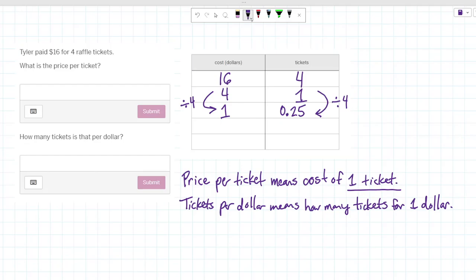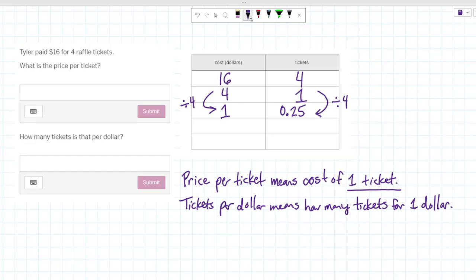But either way, since we're talking about number of tickets, this means that we can get 1/4 of a ticket for $1. So we can't get a whole ticket, but sometimes this is just a useful perspective to know what we can get for $1, even if it's not a whole thing. So we couldn't get a whole ticket for $1, but we'd be able to cover 1/4 of the price of a ticket.